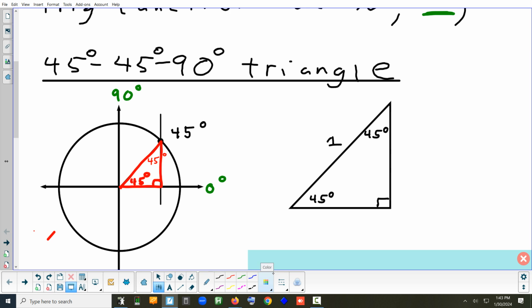Now, our goal is to figure out 2 things. First thing I need to figure out is how long is the base? That's the horizontal distance from the origin to right there. What part of the coordinate do you think that's going to be? The x. That's the x. It's how far right you go.